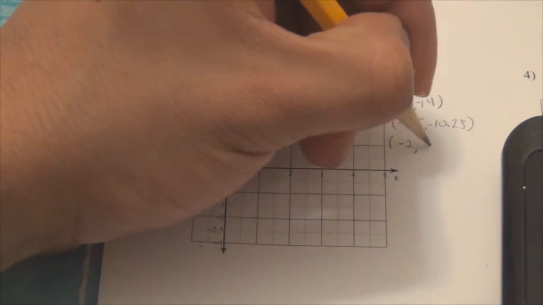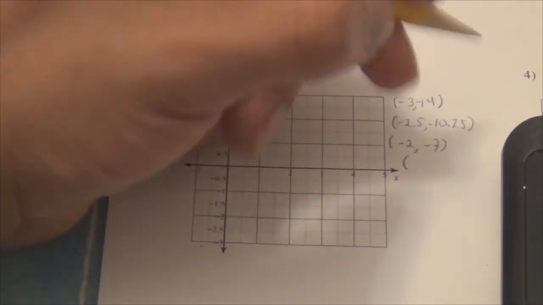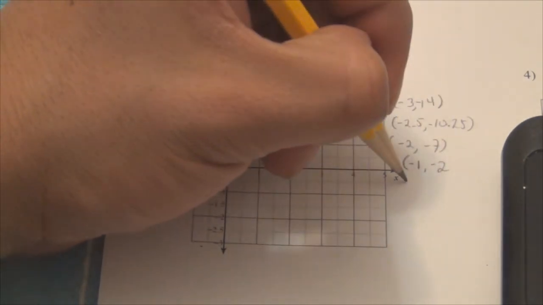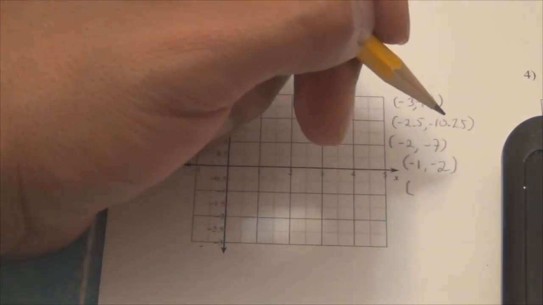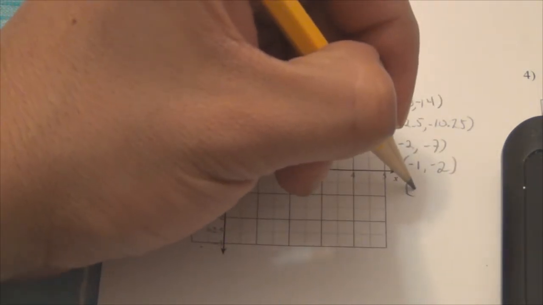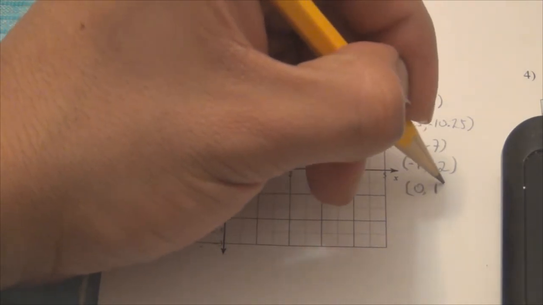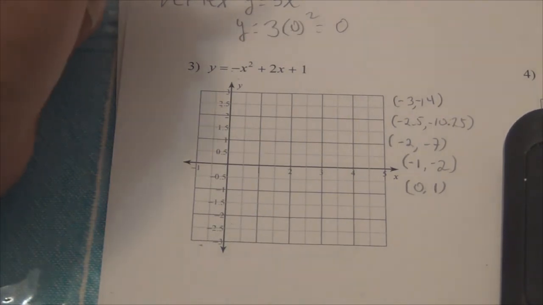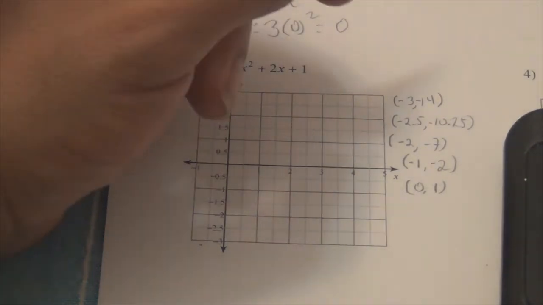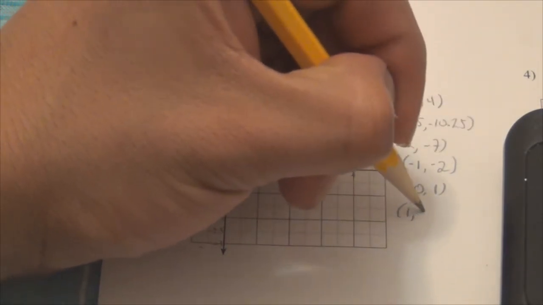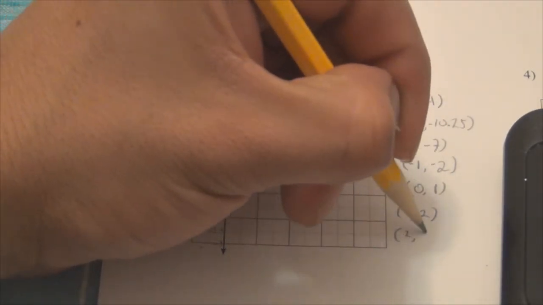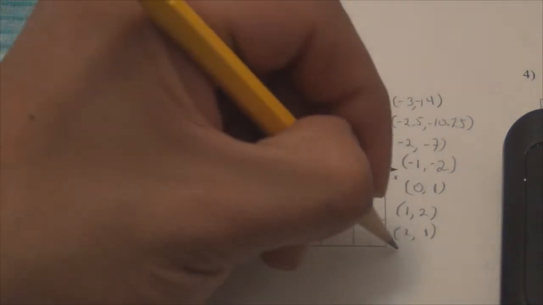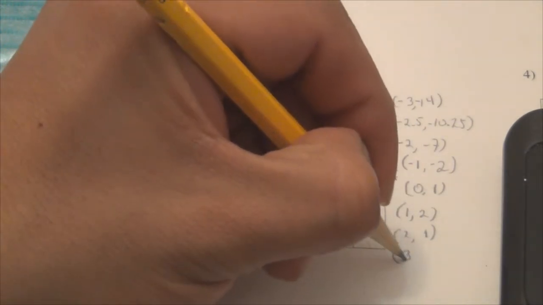Negative 2, comma negative 7. I am not gonna do any more points. I'm gonna go negative 1 is negative 2. 0 is 1. Okay, yes, I did it correct. 1 is 2. 2 is 1. All right, and that's it. Well, let's do one more. 3 is negative 2.